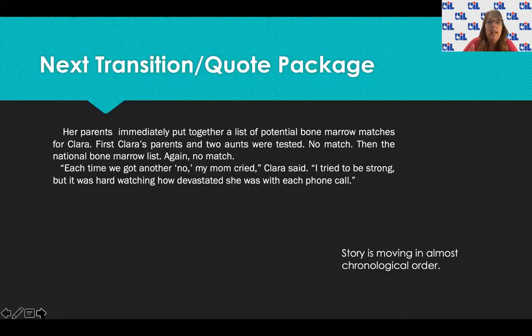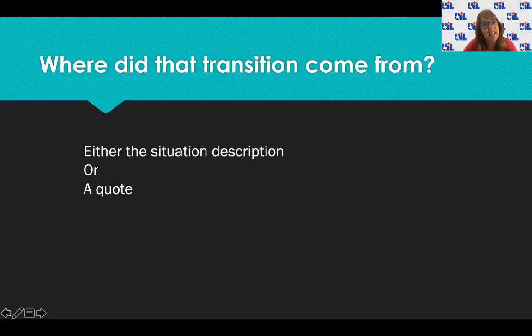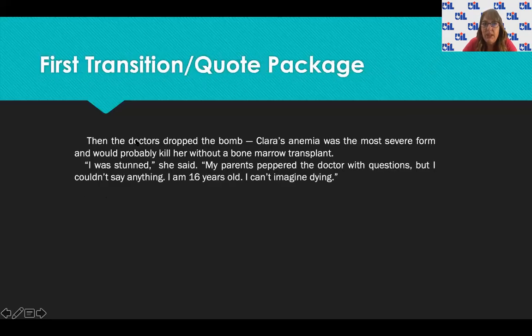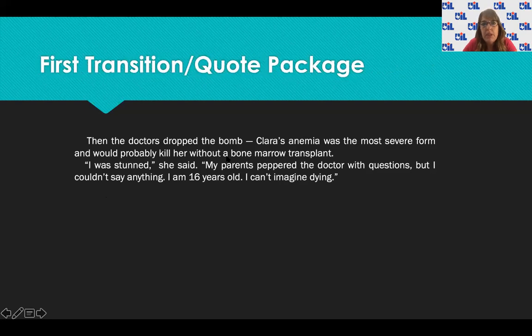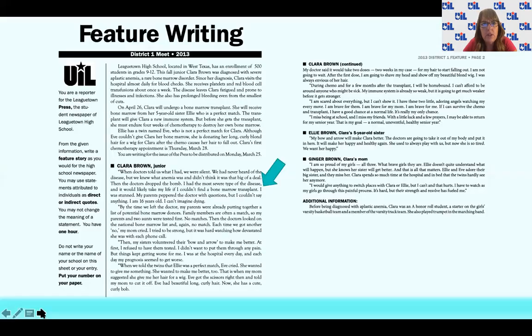And what I did is I put it in my words. I still use some of the words that were on the sheet. "Then the doctors dropped the bomb," but I condensed it some. "Clara's anemia was the most severe form and would probably kill her without a bone marrow transplant." So it's not word for word what they said, and it's very factual, so I didn't attribute it. You're a little bit looser with your attributions in a feature story than you are in a news story, and this is very factual. So we could have said "she said" at the end of that transition, but it's not really necessary for this one. So that's where that transition came from.